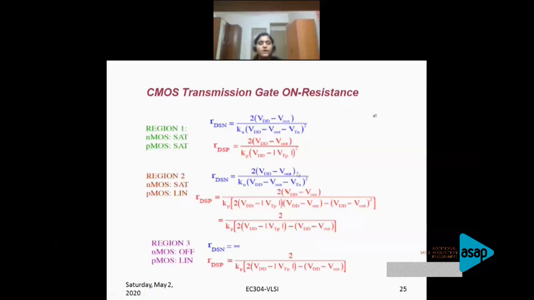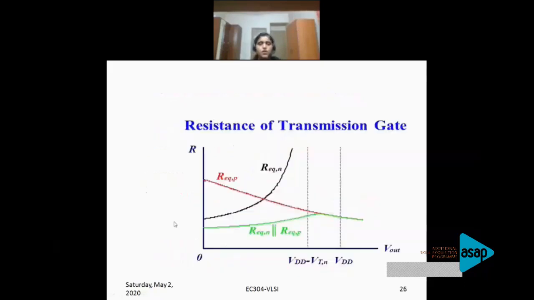Now we are worried about the total final resistance. So for each region, the total resistance is a parallel value of this and this. For region 2, it is a parallel value of this and this. For region 3, it is a parallel value of this and this. Okay. So what I do is I just try to plot the resistance that we got from these equations. So your plot of the final resistance looks something like this.